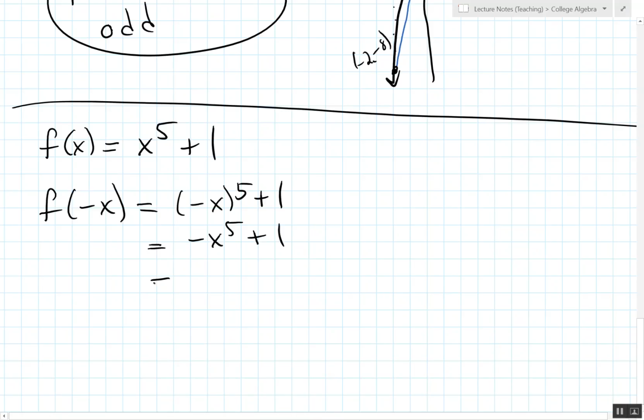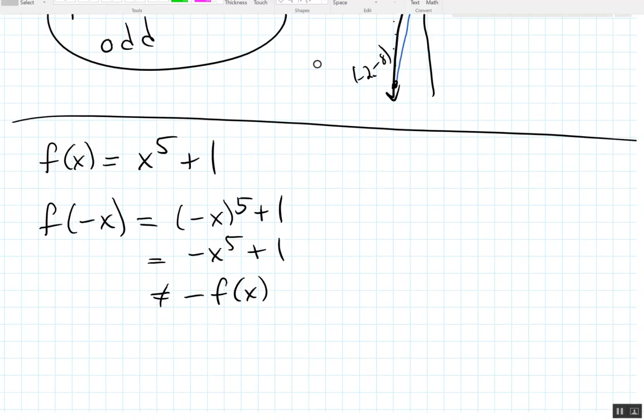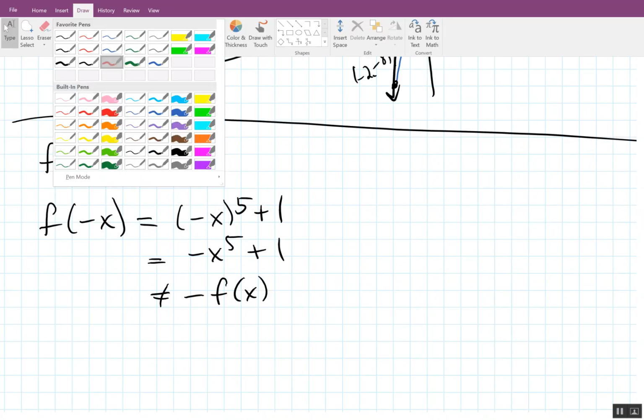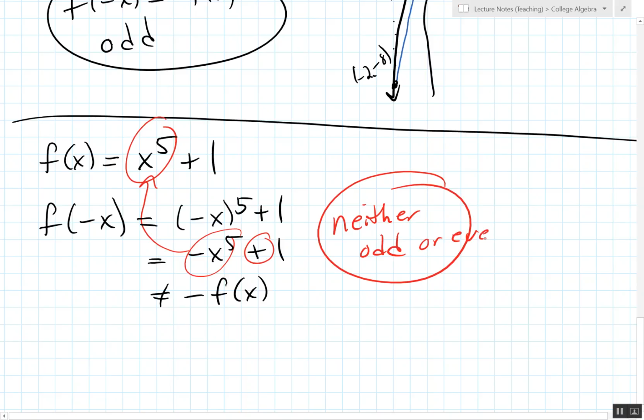And notice that this does not equal negative f of x, because the sign at this point here never changed, so we can't factor out a negative. And this disagrees with the sign here, so it can't be even. So this is a neither function. It's neither odd nor even. And most functions are neither. So only special functions are odd or even.